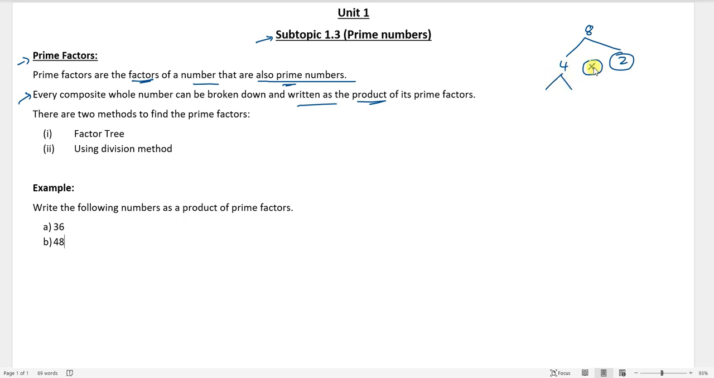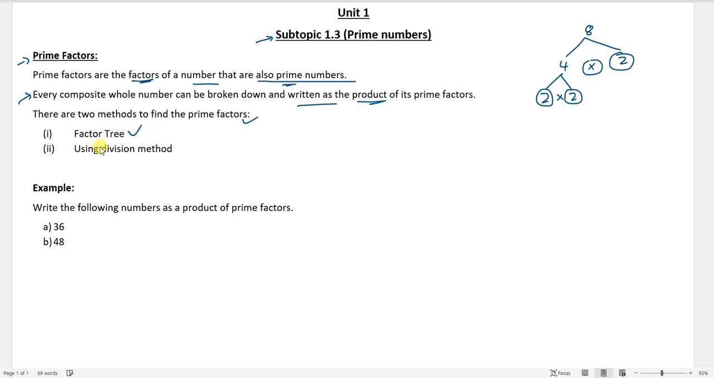In your course book you are instructed to circle the prime number. You see 4 is not a prime number, it's a composite number, so that means it can be broken down. So 2 times 2 is equal to 4. 2 is a prime number, 2 is a prime number. That's it.